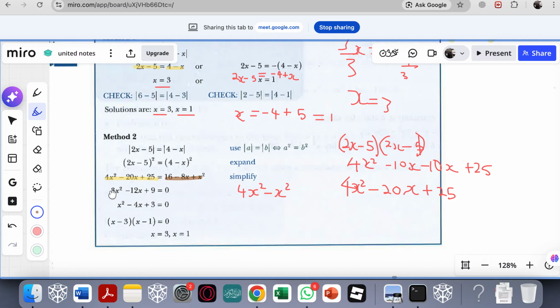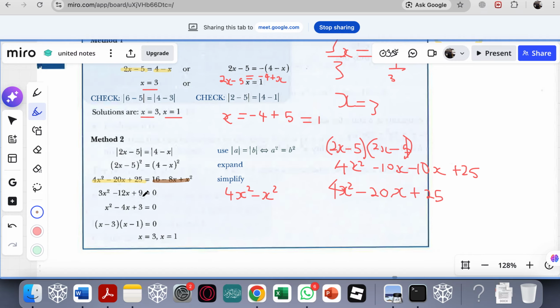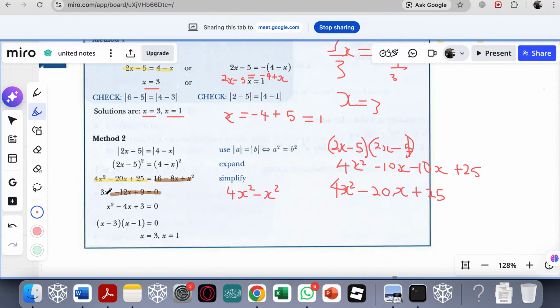Now if you take a look at this, we can actually divide by 3. All the numbers are divisible by 3, to reduce this so that we can factorize easily. So divide here by 3, you get x squared. Divide negative 12x by 3, you get negative 4x. Divide 9 by 3, you get 3 equal to 0.